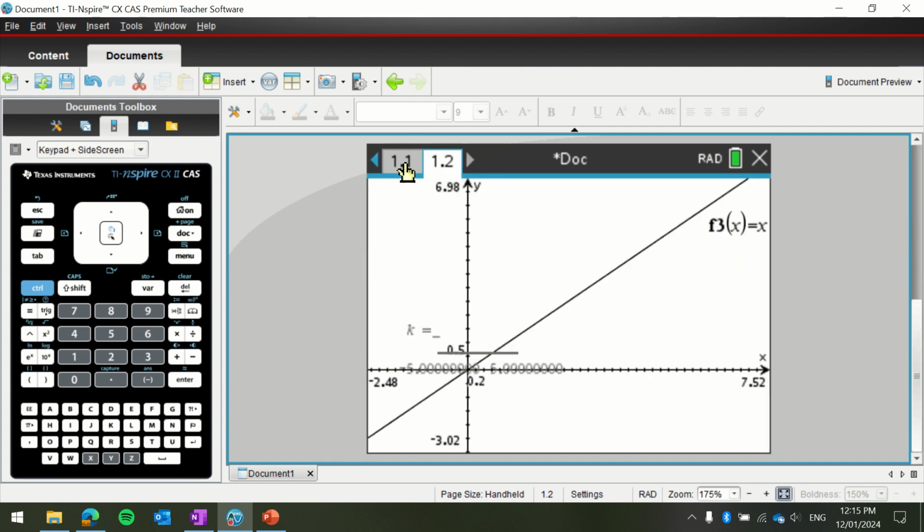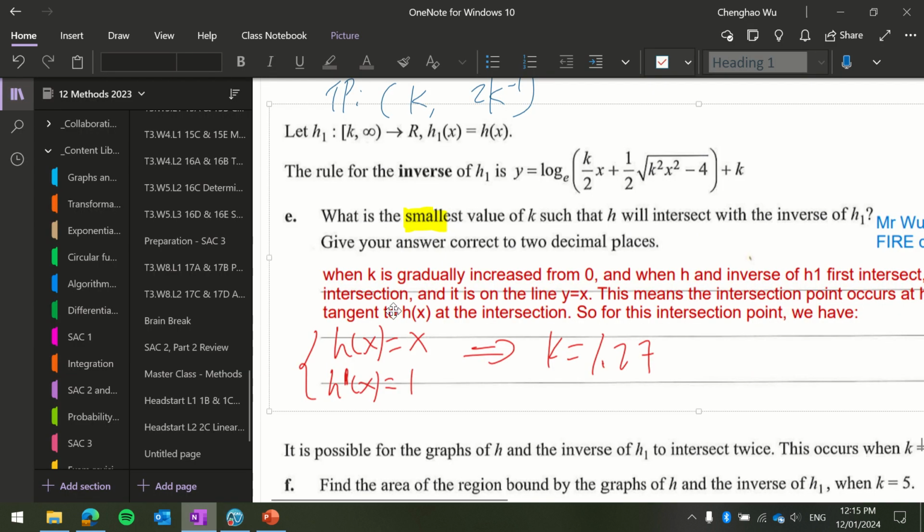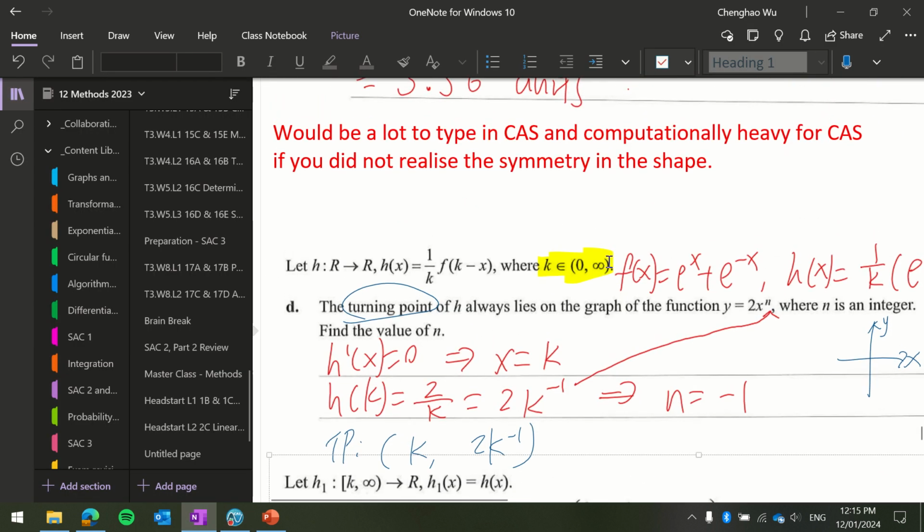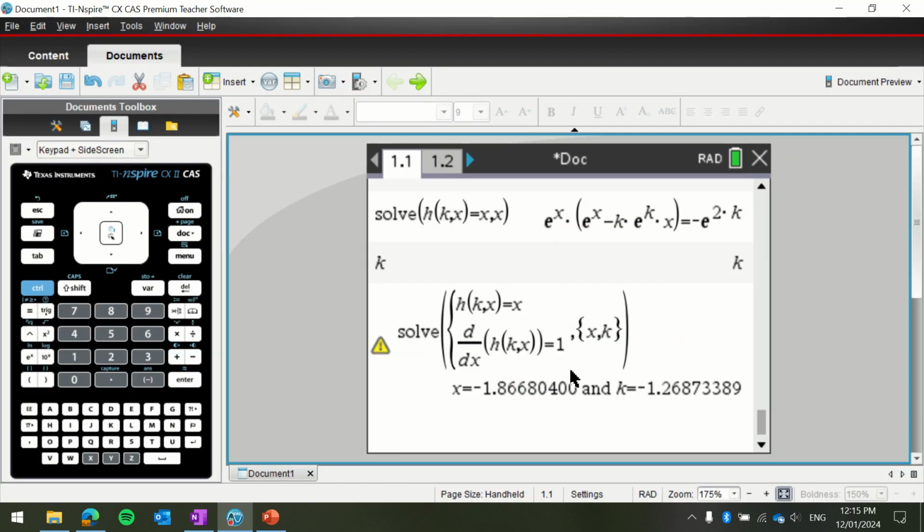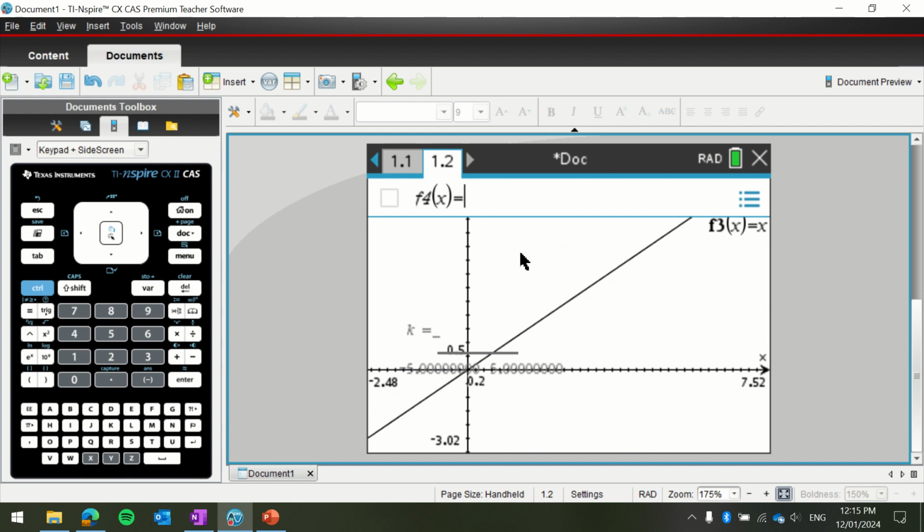So let's try that. Don't panic. Well, you should panic slightly because k is supposed to be positive. That's what the question says. So the CAS calculator gives you a negative 1.2687. Okay, what do we do?